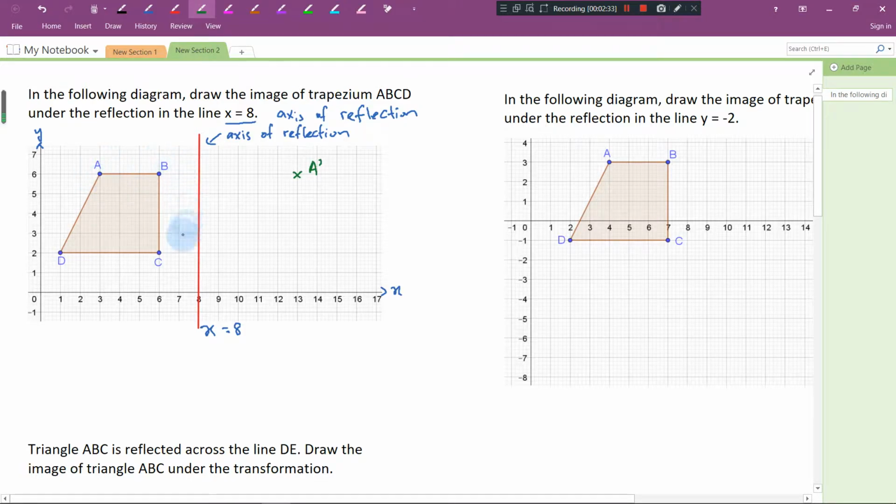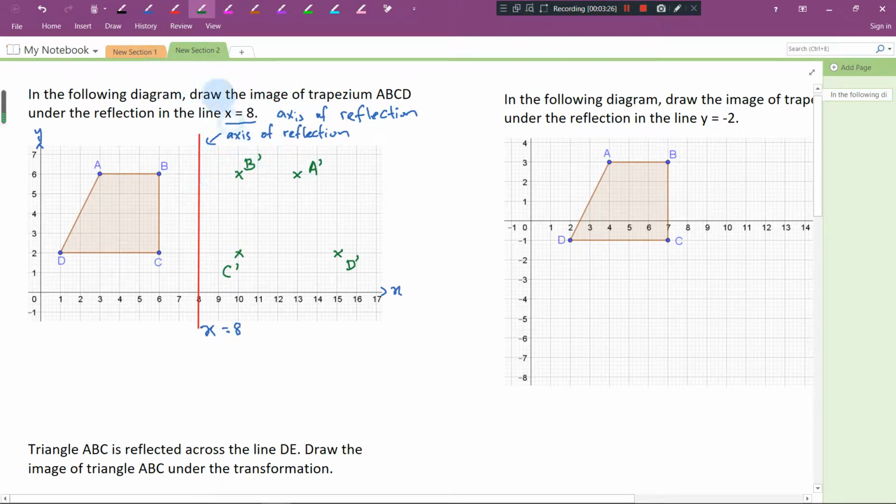We do the same thing for the rest of the vertices. How about B? 1, 2, stop. Start from 0, recount again: 1, 2. This is B prime. C: 1, 2, then 1, 2. C prime. Do the same thing for the last vertex: 1, 2, 3, 4, 5, 6, 7. Stop. Once you reach the axis of reflection, stop and remember the number. Recount again from 0: 1, 2, 3, 4, 5, 6, 7. So this is D prime. Let me write again over here, C prime.